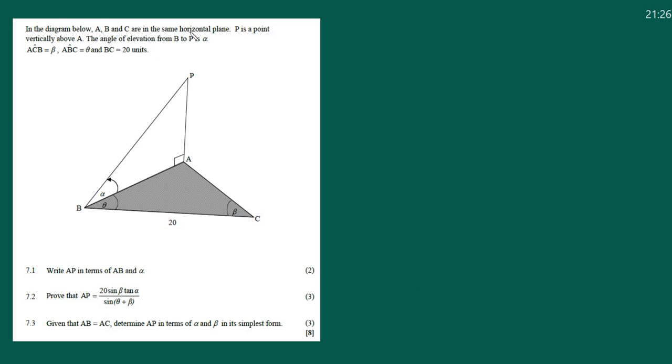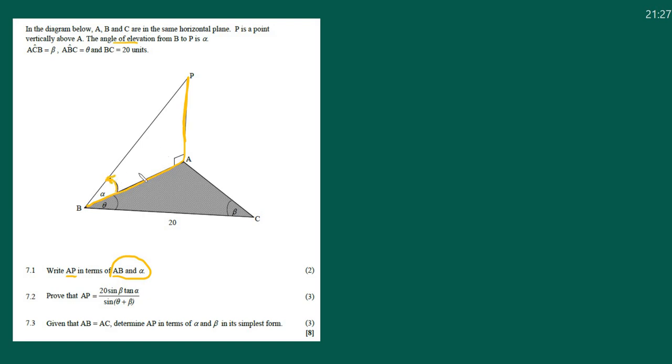So here we are, ABC is in the horizontal plane. P is a point vertically above A. The angle of elevation of B to P is alpha. You see, they will say it so that they can describe this angle. Then ACB is beta, and then you have this as theta, and then BC is 20. Good. Write AP in terms of AB and alpha. Where is AP? This is AP here. You want to write AP in terms of AB and alpha.